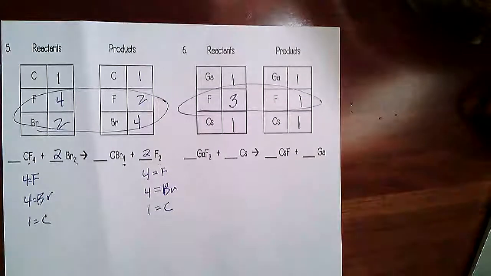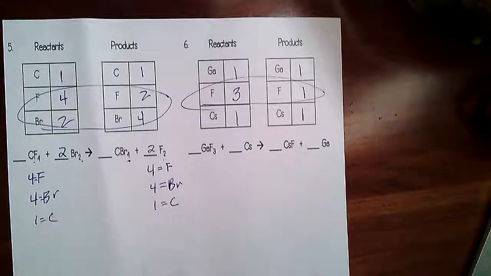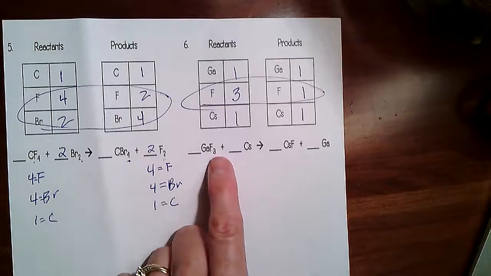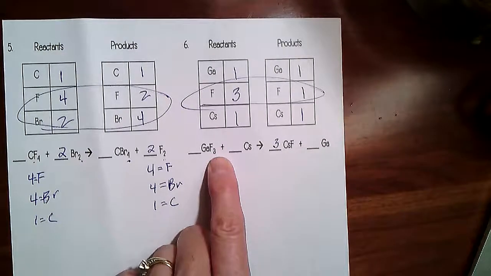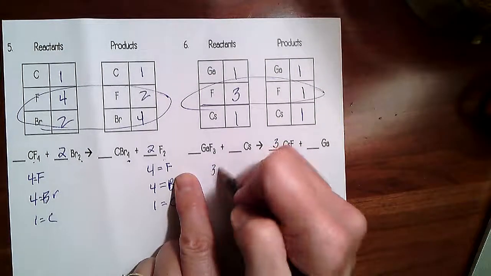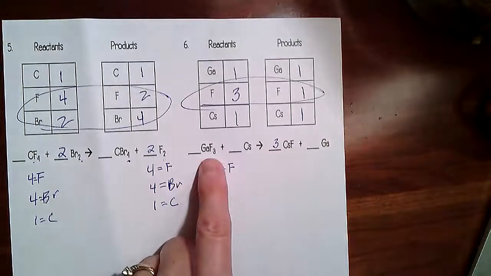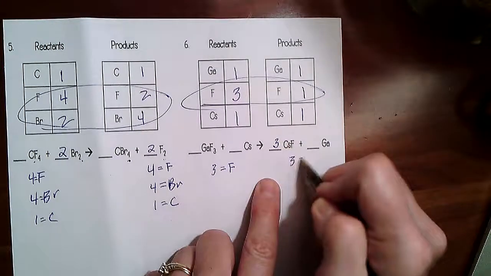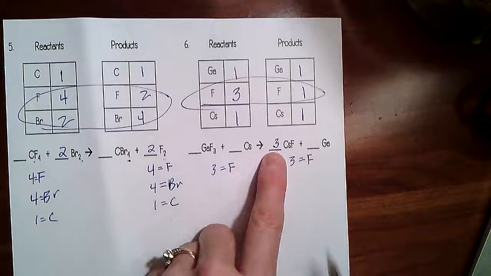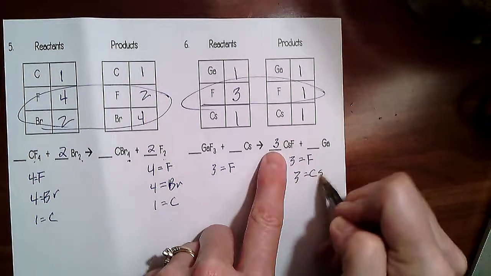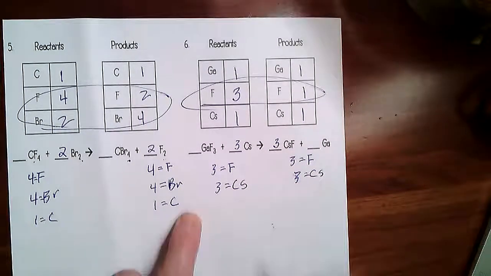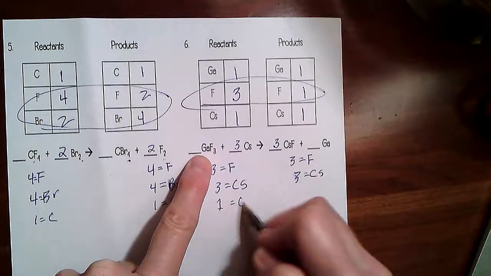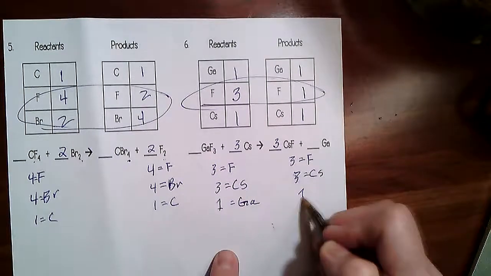So here's our issue. So this time I don't think I'm going to try and get rid of my odd number because I've just got to fix that fluorine. So if I've got a 3 there, I'm going to go ahead and put a 3 here. So now I've got 3 fluorine coming in and 3 coming out. I've got 3 cesium coming out now, and so I better put a 3 in front of this. Okay, and then I've got the 1 gallium, and I've got the 1 gallium.